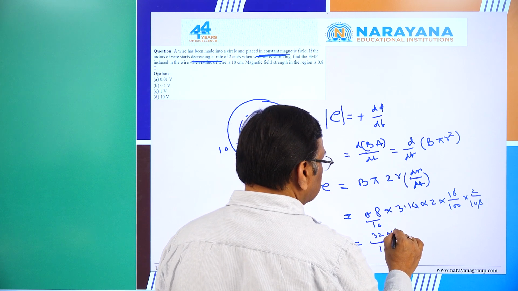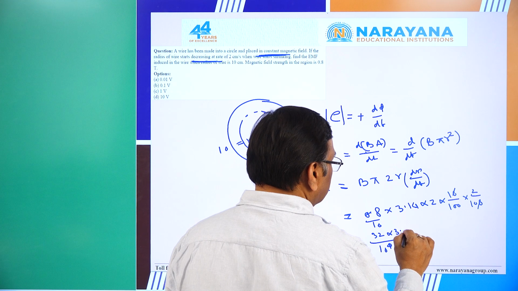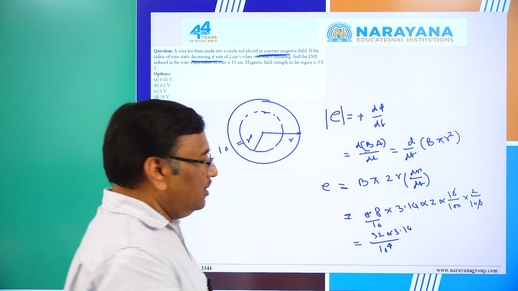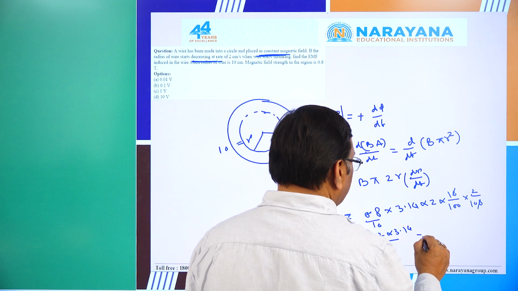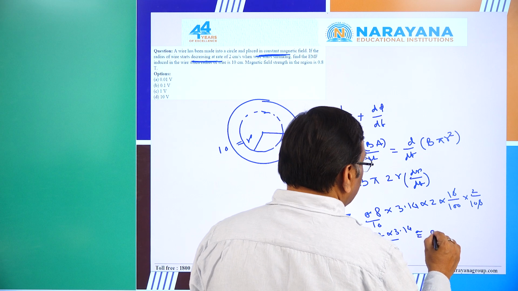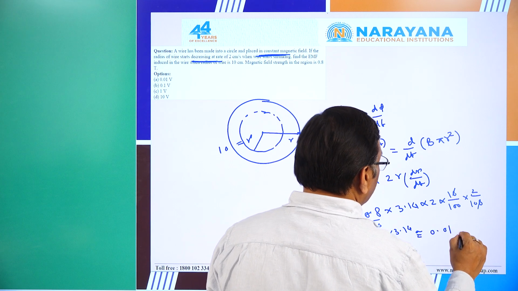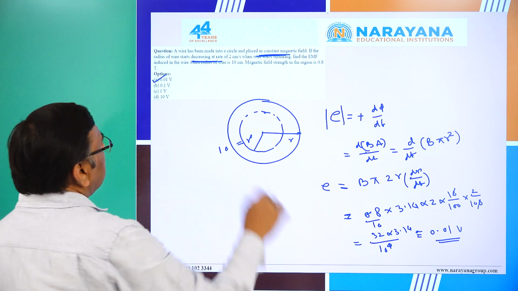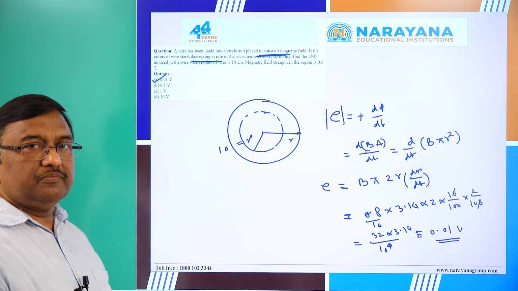32 into 3.14. If it is 33, it is nearly 100. So what you are writing? 100 divided by 10 to the power 4. That means approximately should be 0.01 volt. That means yes, so A should be the right answer for this question.